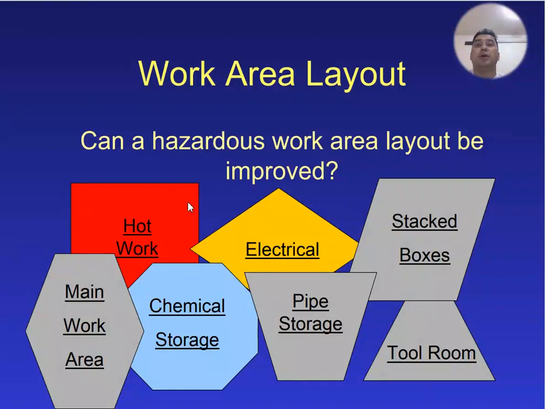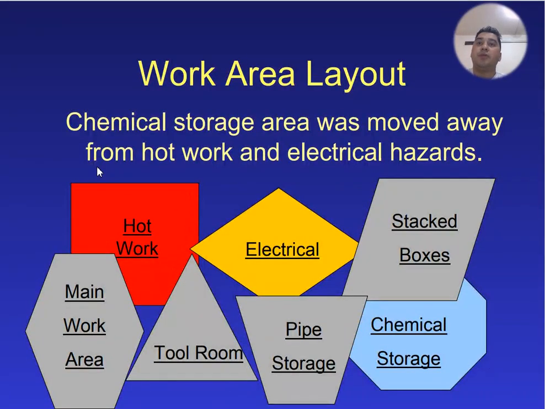After that, work area layout. Can a hazardous work area layout be improved? So you have to check that also. And you have to make sure that your area layout is identified properly also. Then work area layout: chemical storage area was moved away from hot work and electrical hazards. So you can remove the chemical storage from hot work. If it is near there, the chances of explosion or flame or fire will increase.